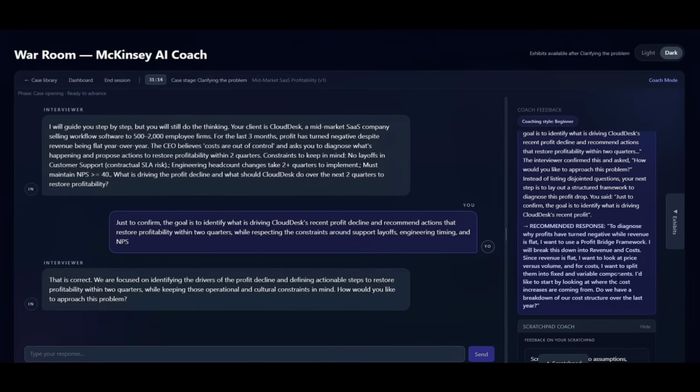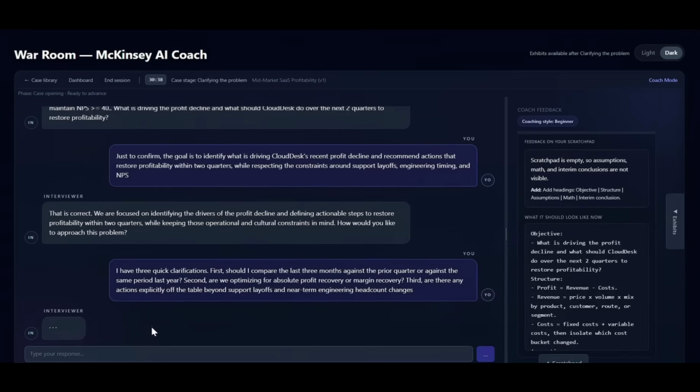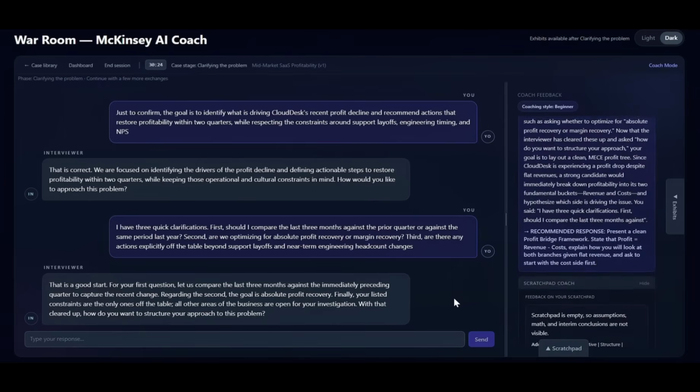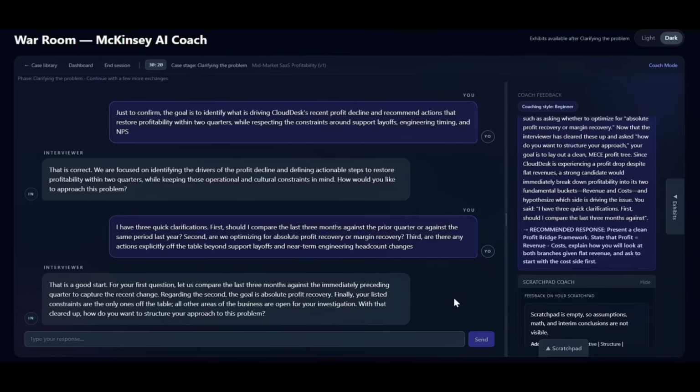But before we get to the framework, why don't we ask some clarifying questions? First, to understand what the last 3 months' performance has been. Second, to understand if we're optimizing for profit recovery or margin recovery. And third, if there are any actions that are explicitly off the table in addition to the constraints that we've been given. Great. Our interviewer has told us that that's a great start. And it gives us more detail. It tells us that we should compare the last 3 months against the immediate preceding quarter. And then it tells us that our listed constraints are the only ones off the table. And the question that it asks us is, what is the structure we'd like to use to approach the problem?